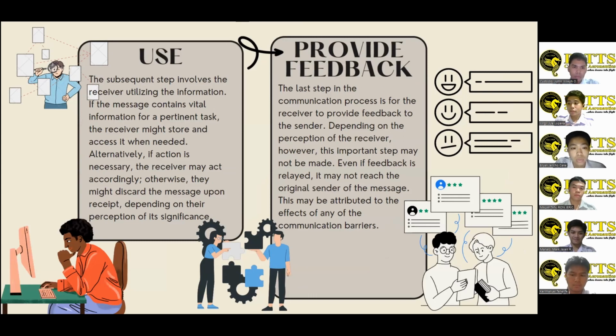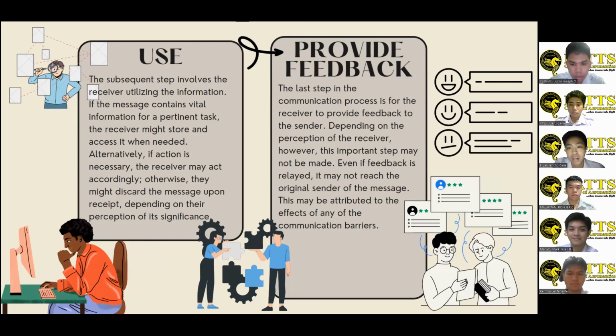So in these last two communication processes, the next step is the use, which involves the receiver utilizing the information. If the message contains vital information for a pertinent task, the receiver might store and access it when needed. Alternatively, if action is necessary, the receiver may act accordingly. Otherwise, they might discard the message upon receipt, depending on their perception of the significance.